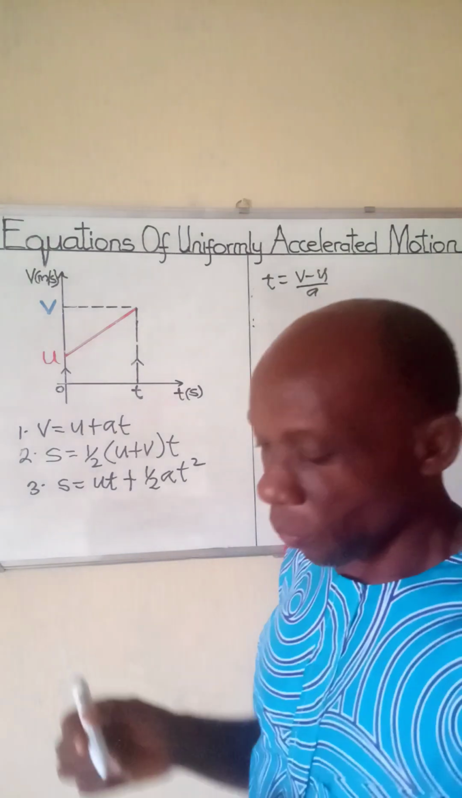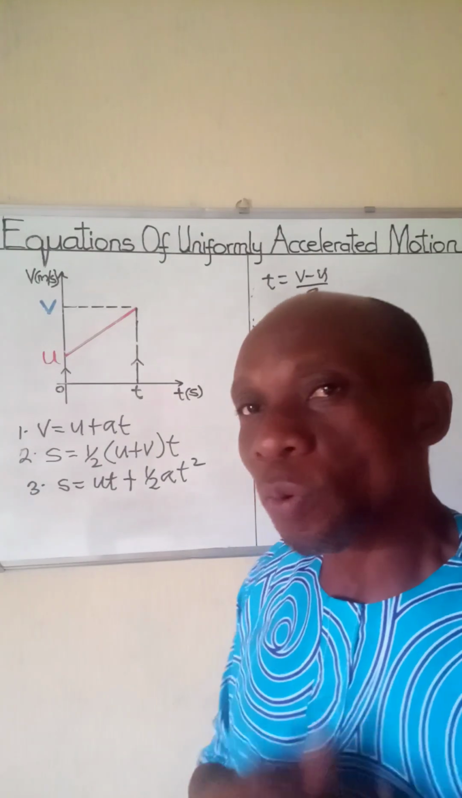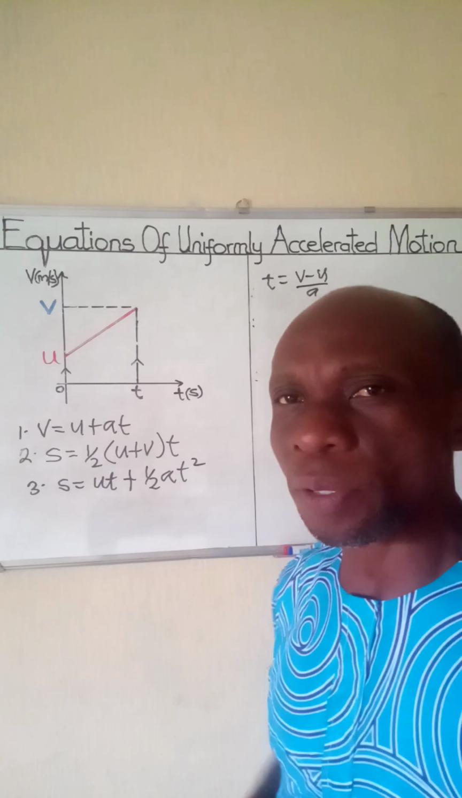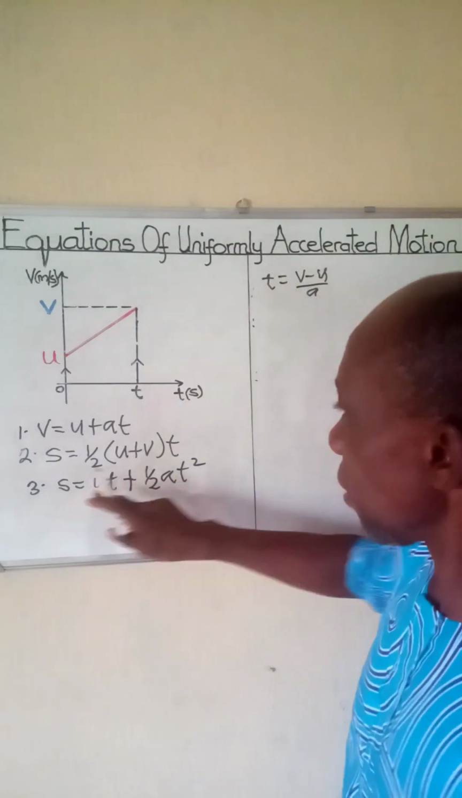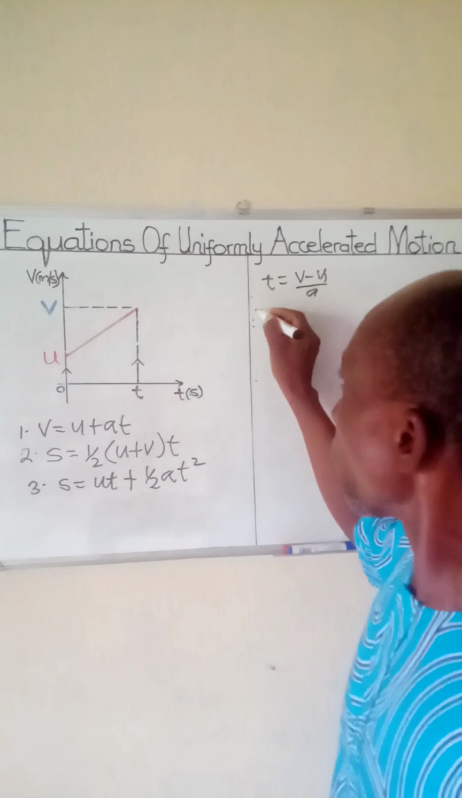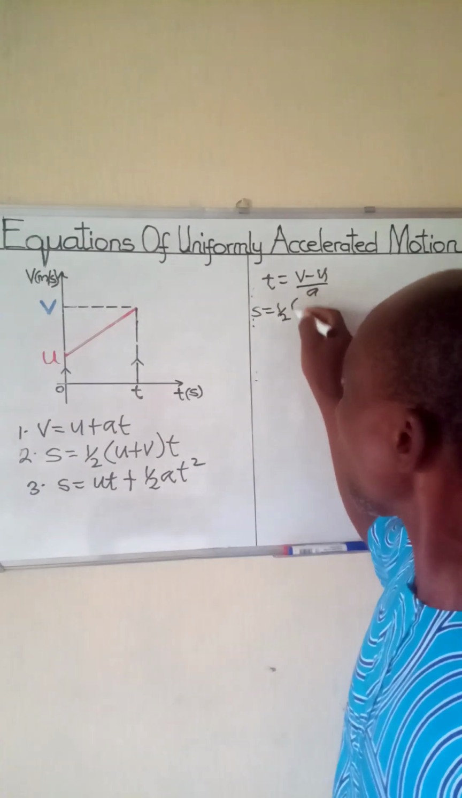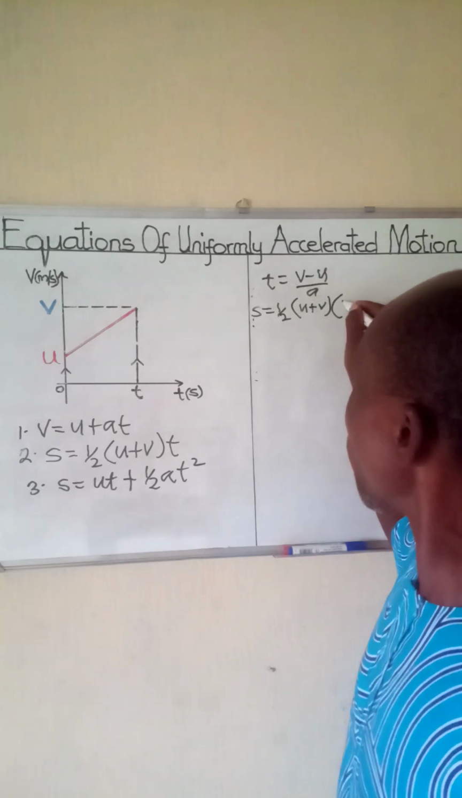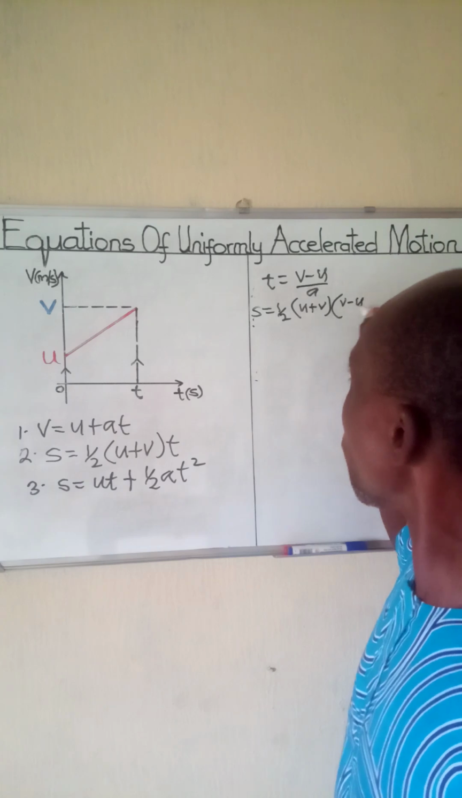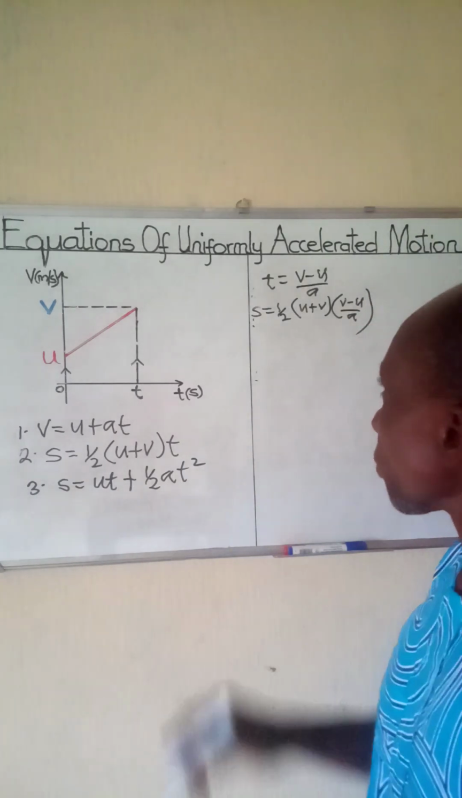If you don't understand how we do that, please reach out to us personally or privately. You can also watch our previous videos on change of subject of formula. It will really help you. So here we are, and then we will substitute this in equation 2. So we will now have that S equals half, U plus V multiplied by V minus U over A. See that we've just done the substitution.